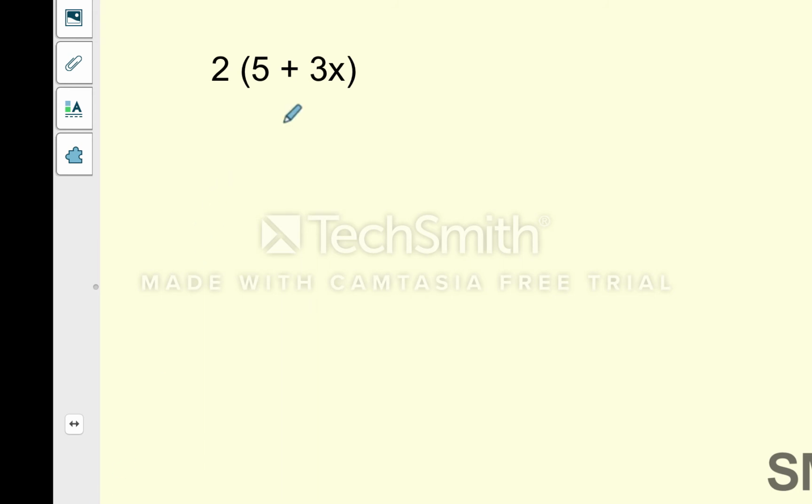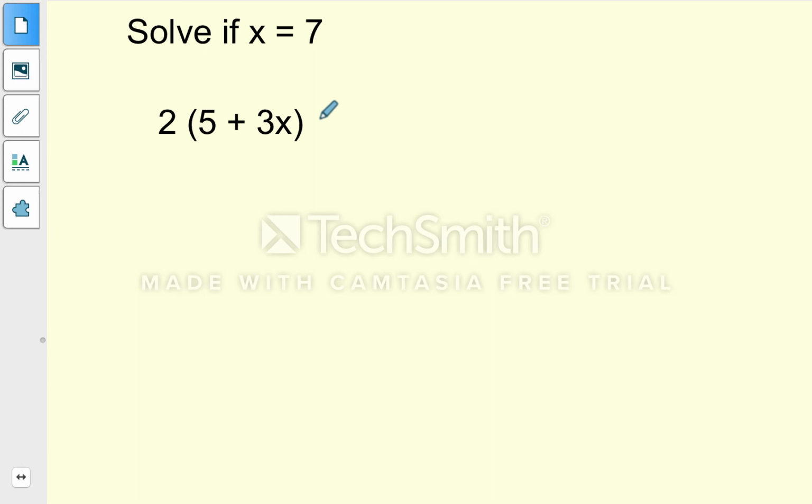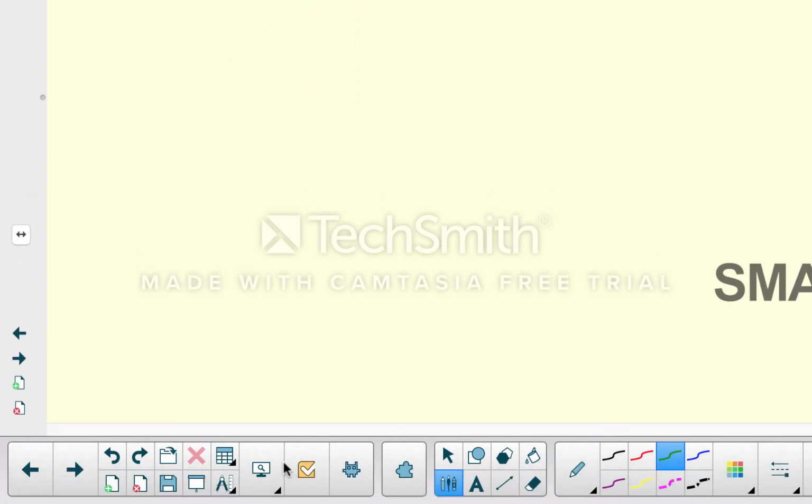All right, this next one right here, I'm going to show you a common mistake. It says solve if x equals 7. What you're tempted to probably do is set this equal to 7. That's not what it's saying. It's saying imagine x right here being 7. So don't make that error.